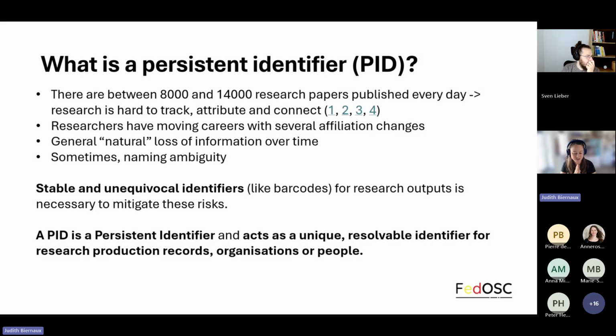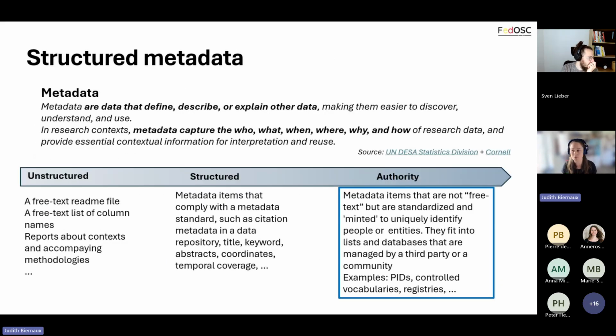So persistent identifiers help us make sense of that chaos. They are stable and unequivocal identifiers, a little bit like barcodes, to mark research outputs and also research actors, to mitigate those risks of wrong attribution, difficulty to track, loss of information, and turnover. A persistent identifier is therefore a unique and resolvable identifier, a little bit like a barcode, for research production records, organizations, and people.